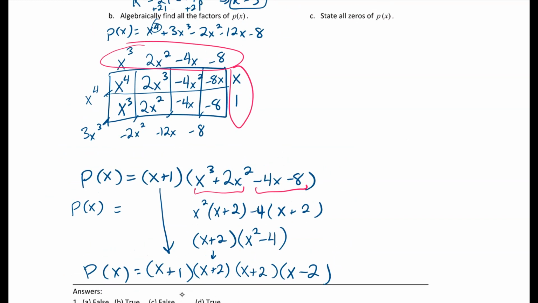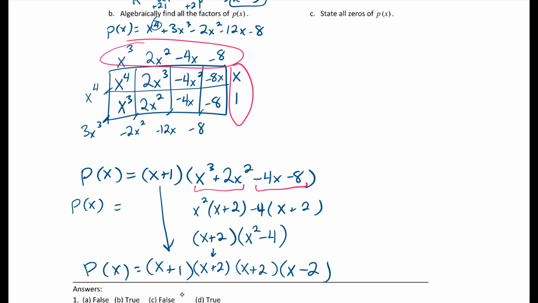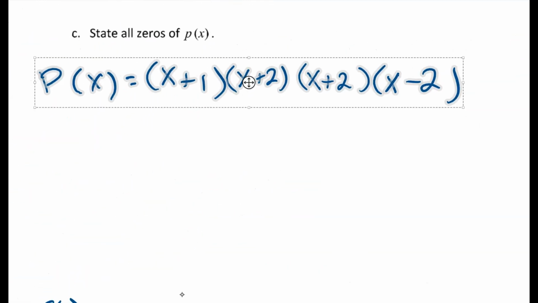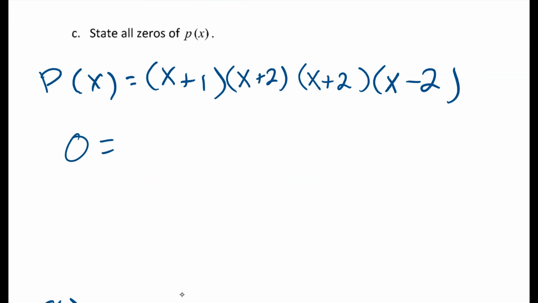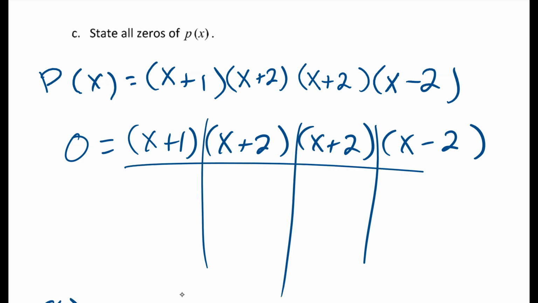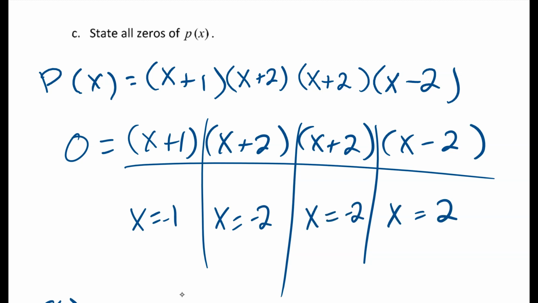So notice I didn't go a step further and solve for my roots because they asked me for just my factors. But if I look over at part C, they are asking me for my zeros. So I'm just going to take this over here, and we're going to find the zeros now. That part's pretty easy once you've done all the hard work. It's just a matter of setting each piece equal to 0. So if you split it off, you should recognize that you get 4 roots: x equals negative 1, x equals negative 2, x equals negative 2, and x equals 2.